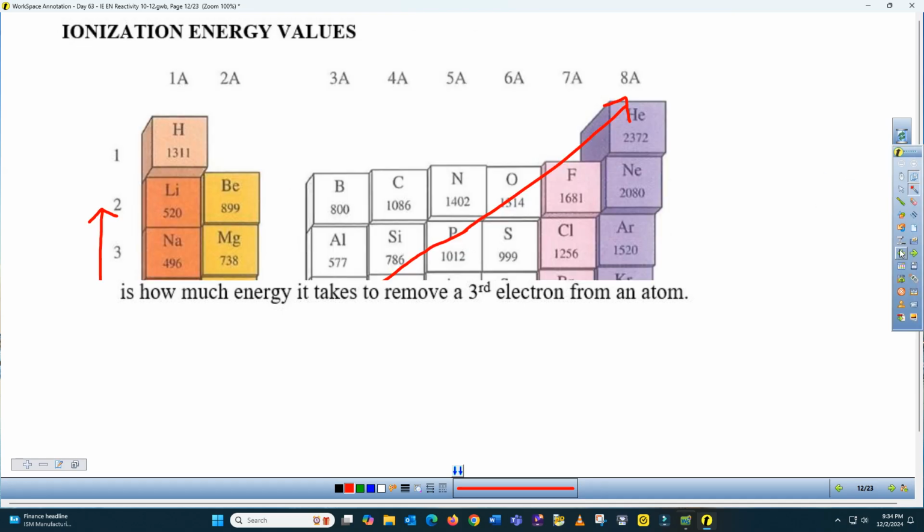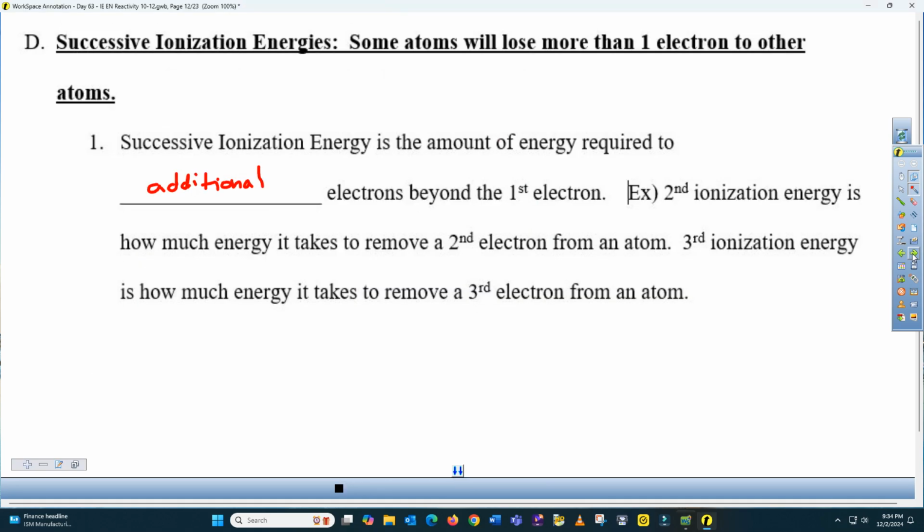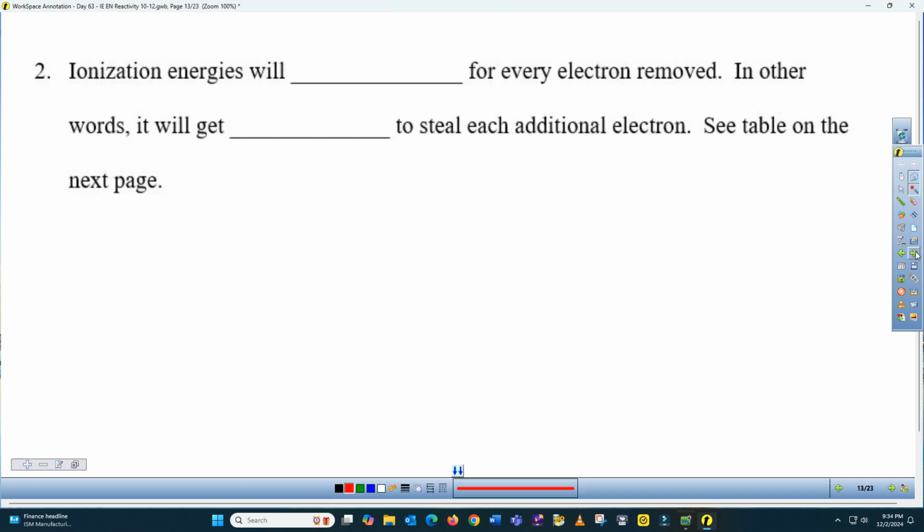So these numbers I showed you here, this is how much energy it takes to steal that first electron, but some atoms can lose more than one electron, and so second ionization energy is how much energy it takes to steal a second electron from the same atom. Third ionization energy would be how much energy it takes to steal a third electron from an atom, and fourth ionization energy would, just keep going on and on and on.